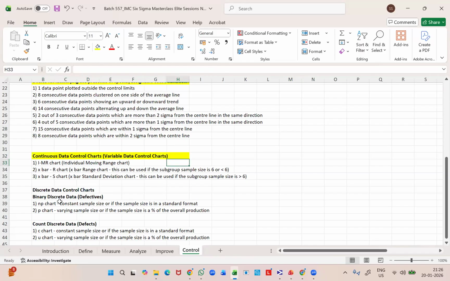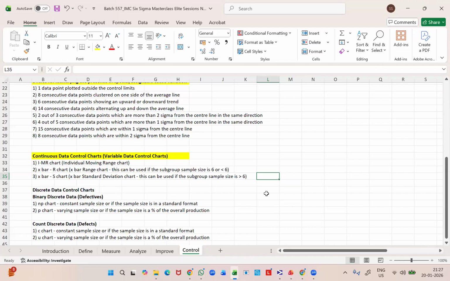Under that, we have 3 control charts which can be used for different scenarios. One is the IMR chart. IMR, the full form is individual moving range chart. And this individual moving range chart can be applied only if you have a lower production rate. That means, say, a project getting closed once in 15 days or once in a month. So we don't have lots of data points to plot in a control chart. Then we will be using the IMR chart.